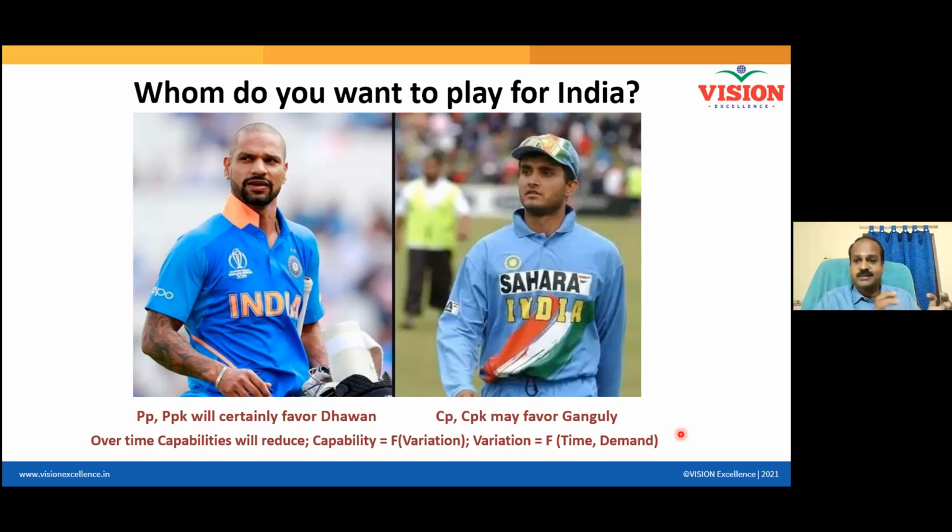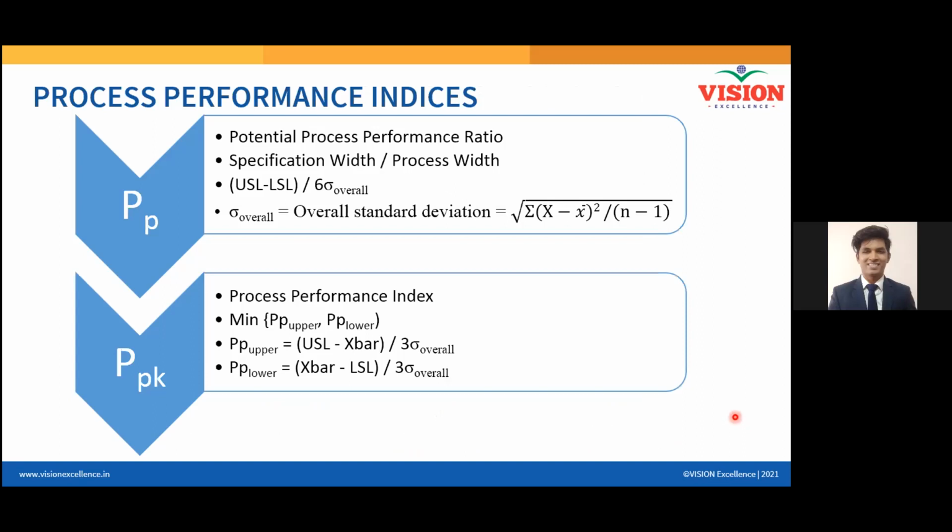There is no point in simply doing a capability study in a controlled environment and then assuming that the same thing will happen at my customer point also. No. So Pp and Ppk come. And these are called process performance indices. Again, Pp is called potential, Ppk is called actual. You know the difference between Pp and Ppk, same meaning as between Cp and Cpk.